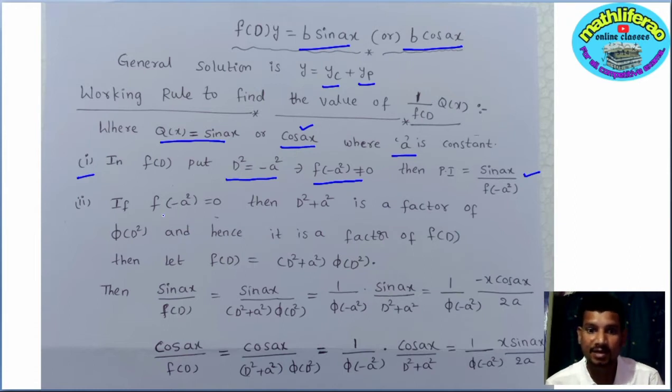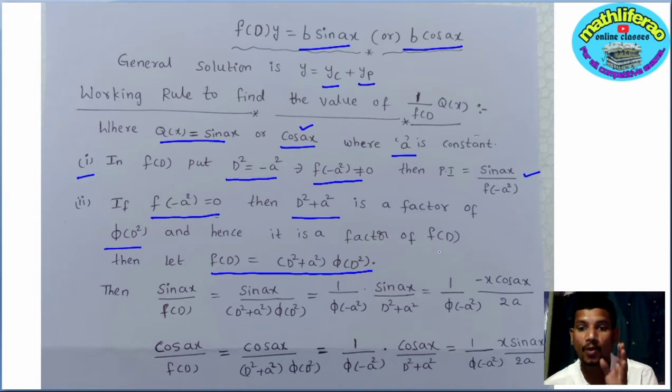Now the second case: if f(-a square) equals 0, then D square plus a square is one of the factors, since minus a square plus a square equals 0. D square plus a square is one of the factors of f(D). Let f(D) equal D square plus a square into phi(D square), dividing f(D) into two factors. Here D square plus a square is a factor of f(D).